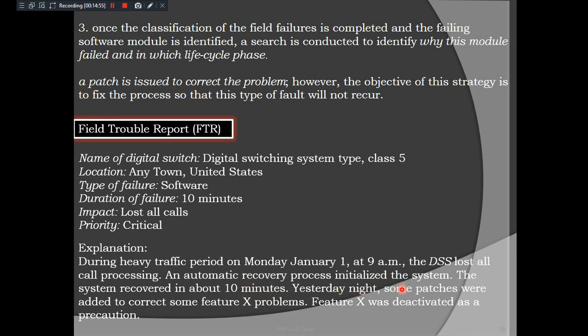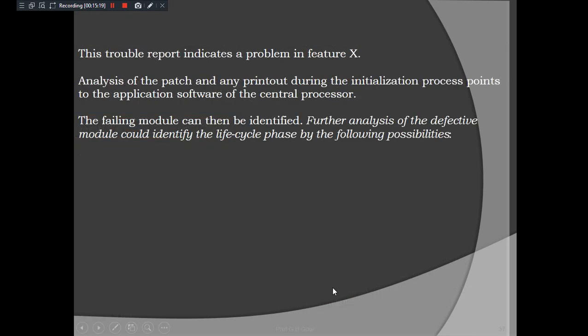Yesterday night, some patches were added to correct some feature X problems. Self-diagnosis was applied in the morning, and yesterday night some patches were applied to correct some feature problems. Feature X was deactivated as a precaution. So in the morning, as a precaution for the recovery process, even though patches had been added, feature X was deactivated. So this trouble report indicates a problem in feature X.